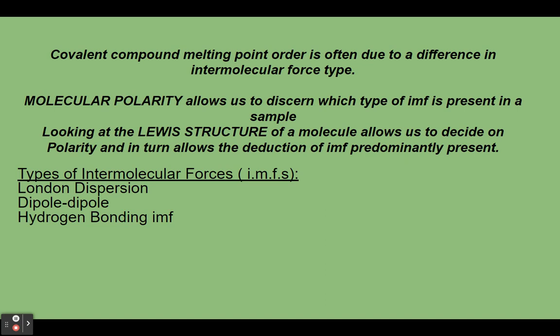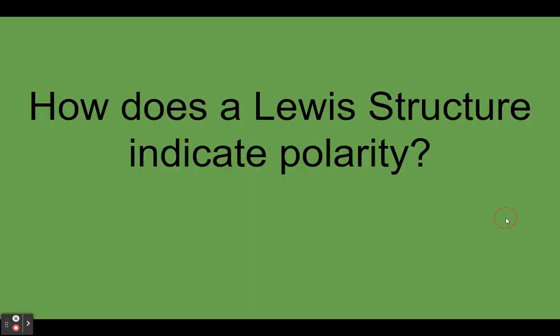Molecular polarity allows us to discern which type of intermolecular force is present in a sample. Looking at the Lewis structures of a molecule allows us to decide on polarity and in turn allows the deduction of the type of intermolecular force prominently present. So how does a Lewis structure indicate polarity? Take a second and think about that.